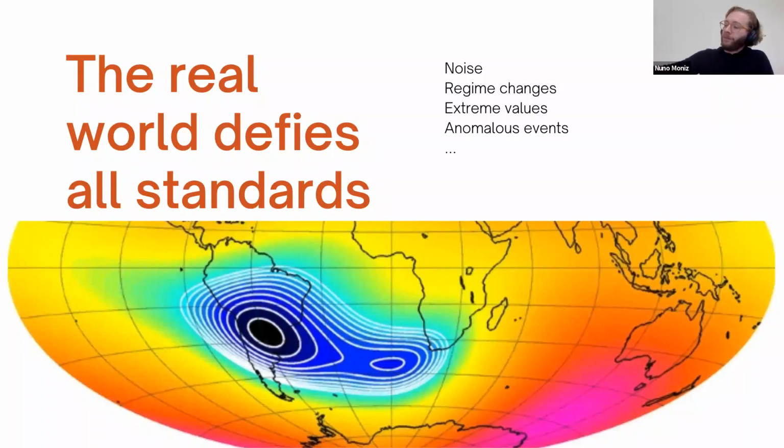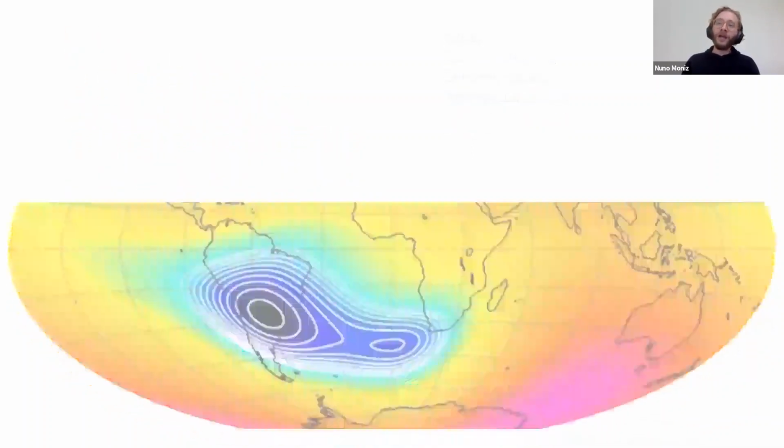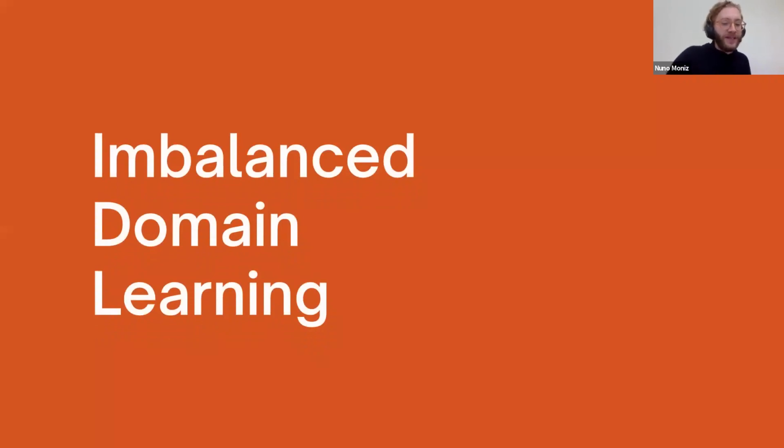The thing is, in real-world applications of machine learning, what we usually have is a mess. We have noise, we have regime changes, extreme values, anomalous events. There are people here that are familiar with stochastic data streams, and data drifts and shifts, etc. They would know very well about this. And so the real world defies all of these standard definitions in machine learning, which leads us to the problem of imbalanced domain learning.